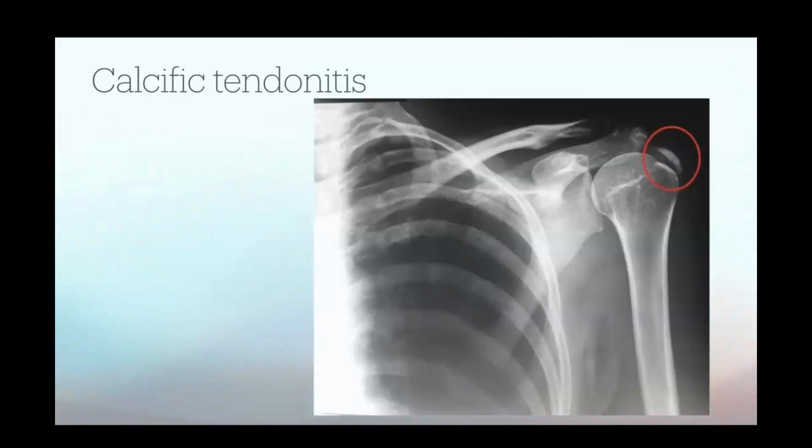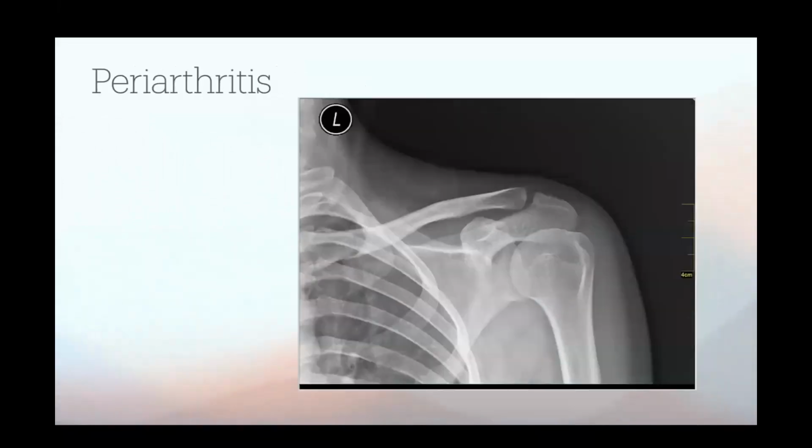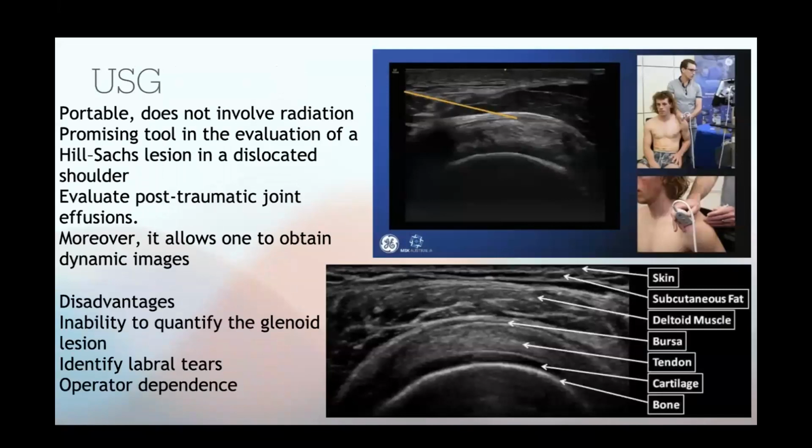This is an X-ray AP of calcific tendinitis. Here you have the supraspinatus tendon that is getting attached to the GT, which is calcified. This calcific deposition is seen along the tendon, and this will cause a restriction in abduction and external rotation. This is an X-ray view of periarthritis of the shoulder, which is the most common pathology that we see in the middle age and old age group in our setting.